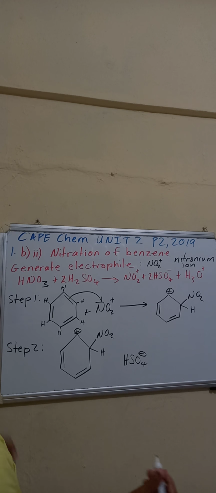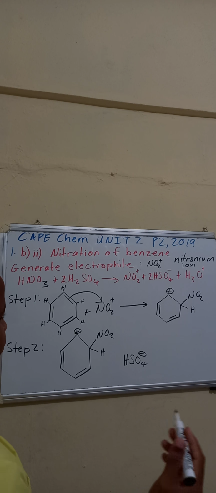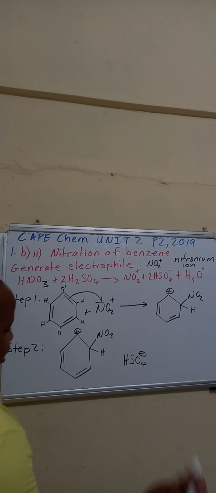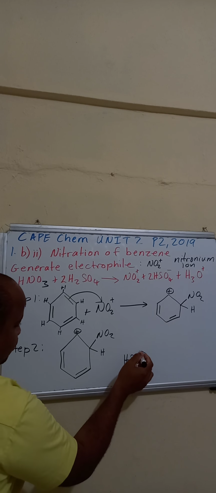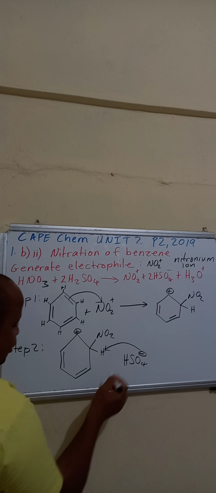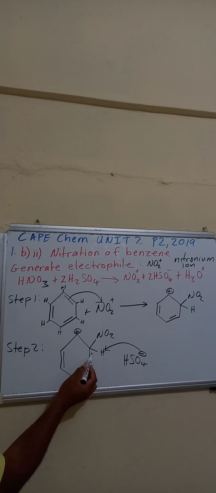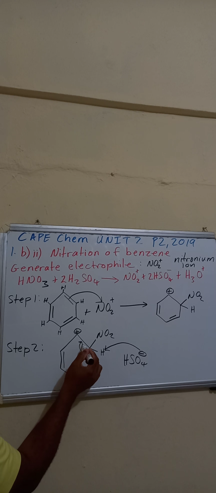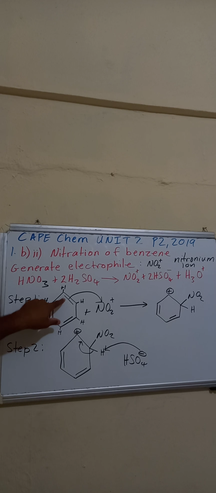So when you have a catalyst, remember in the definition of a catalyst, you must always regenerate the catalyst. So we're going to remove a hydrogen, right? Now the electrons in this bond are going to go back into the ring to form back the double bond here.